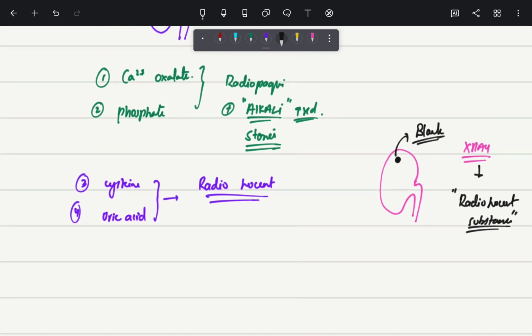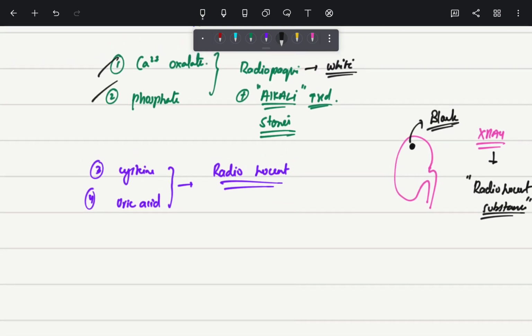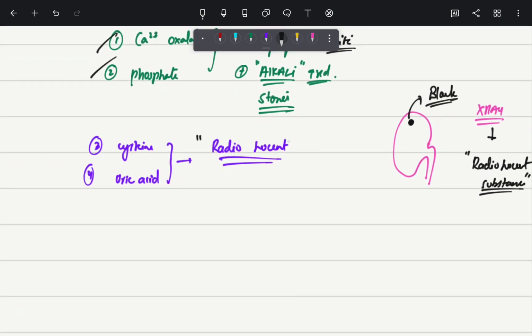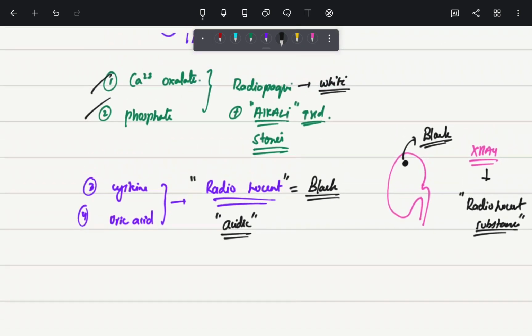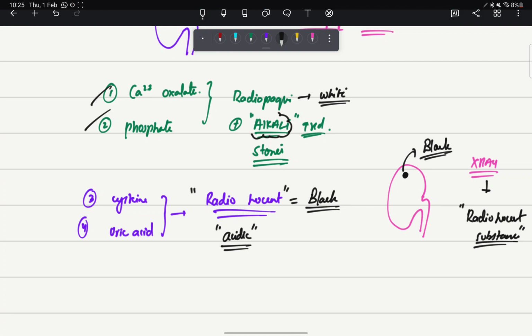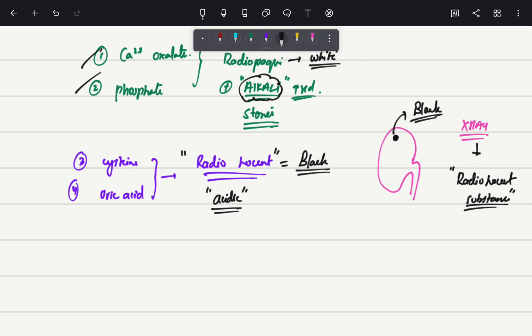Once again, calcium oxalate and phosphate are alkali stones and they are radio opaque, meaning they appear white in color. On the other hand, cystine and uric acid stones are radiolucent, meaning they appear black in color. And finally, these stones are acidic in nature, compared to the calcium oxalate and phosphate, which are alkali in nature. Cystine and uric acid stones are acidic in nature.